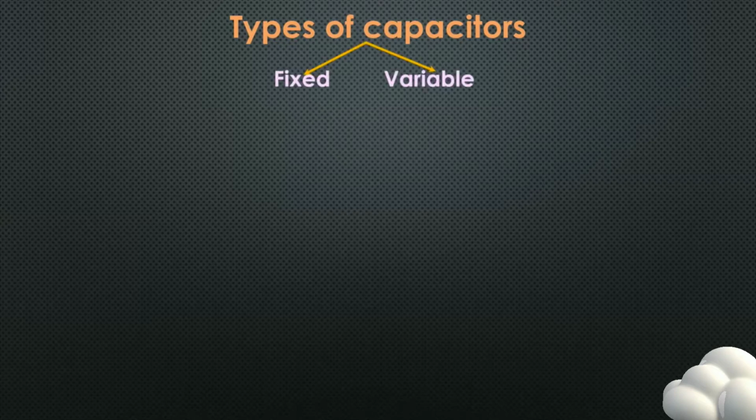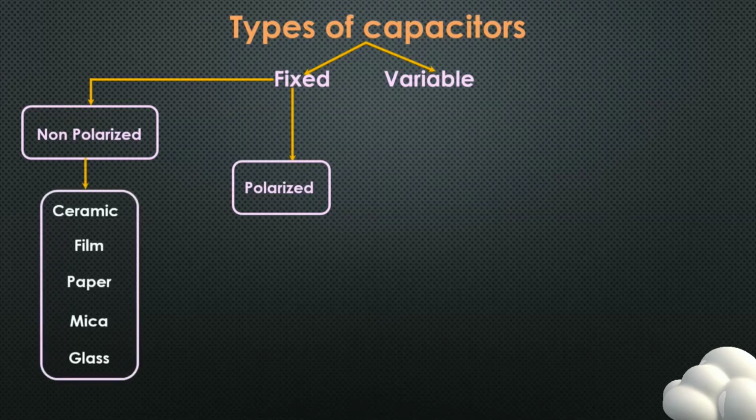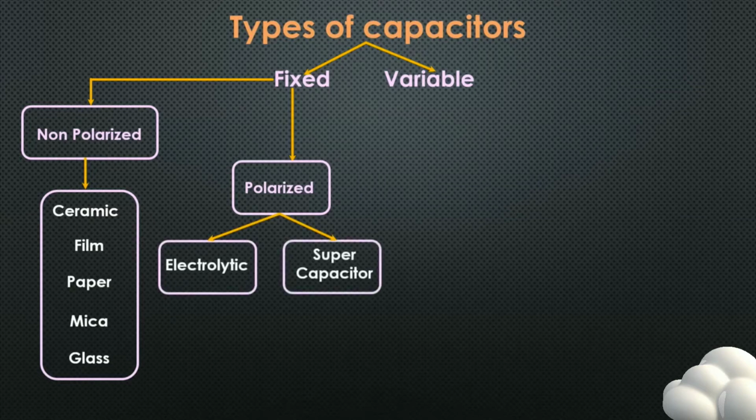As in case of resistor, the first basic classification of capacitor is fixed and variable. The fixed capacitor is further classified as non-polarized and polarized capacitor. That means a capacitor which has a polarity and which does not have a polarity. Under the heading of non-polarized capacitor, we will try to understand ceramic, film type, paper, mica and glass. Under the heading of polarized capacitor, we will try to understand electrolyte and supercapacitors.